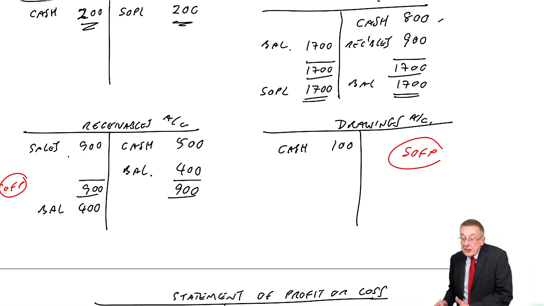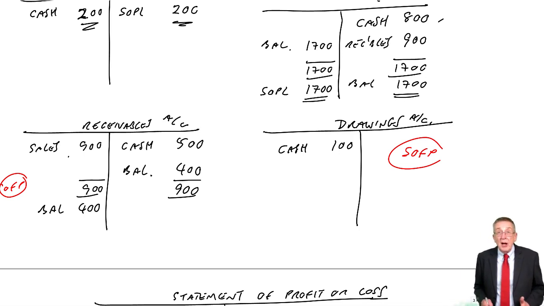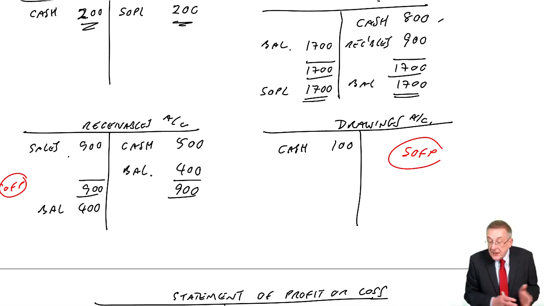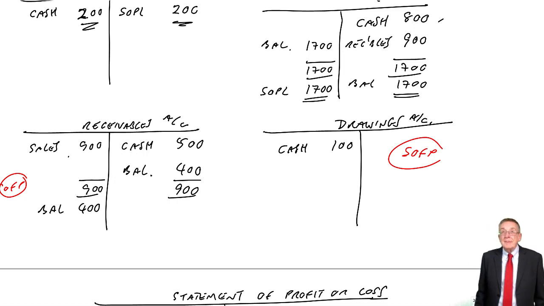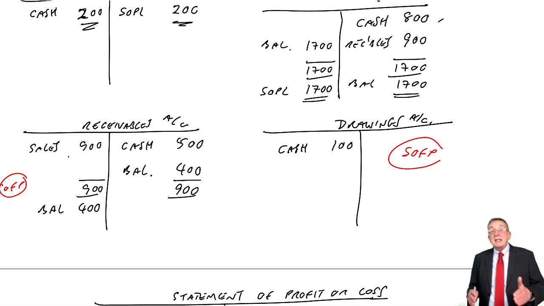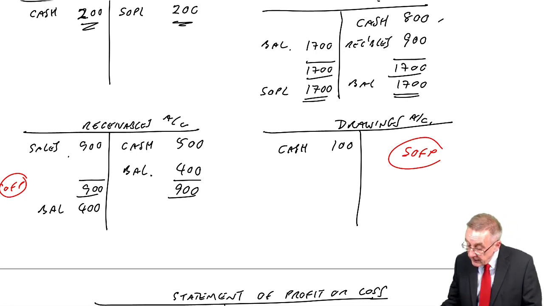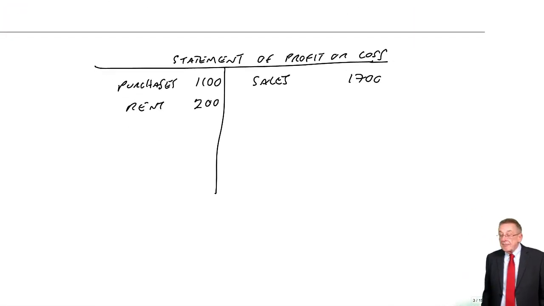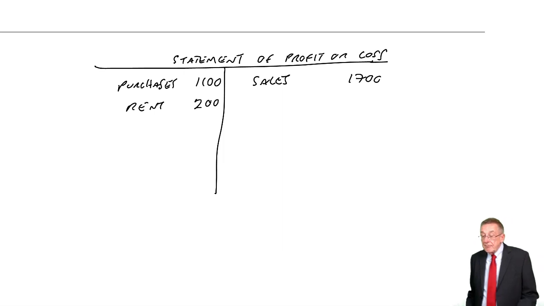If it's something that appears on the statement of profit or loss, income, the sales, expenses, the purchases, the rent, clear the balance. Debit or credit to get a balance of 0. The double entry to statement of profit or loss. I've dealt with them all.